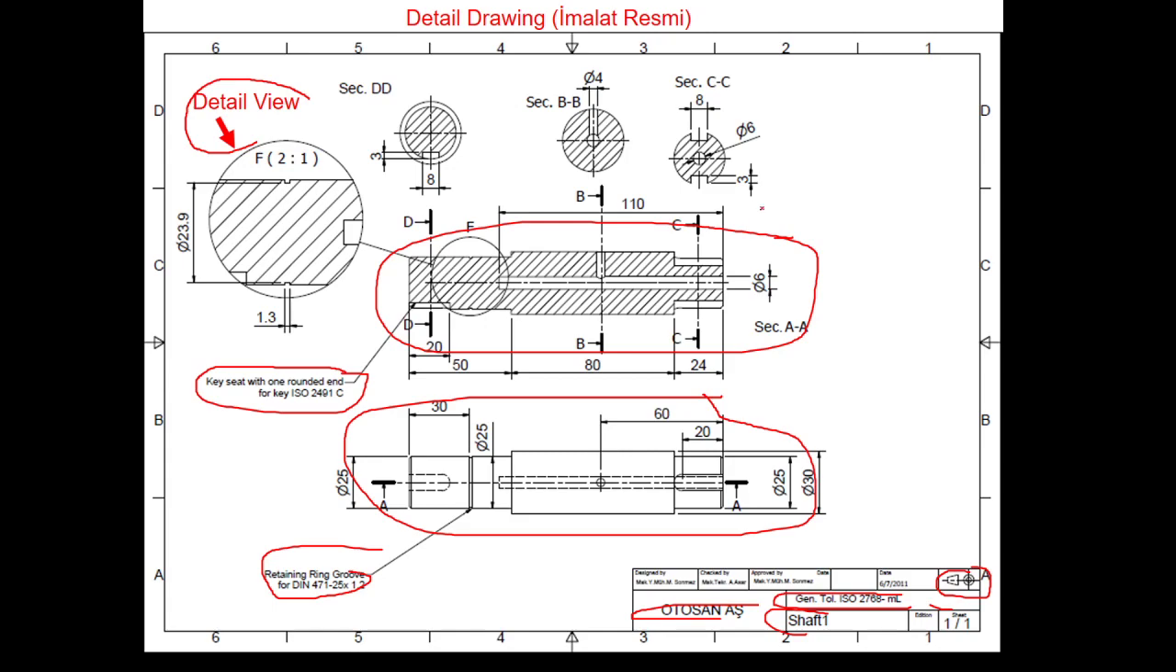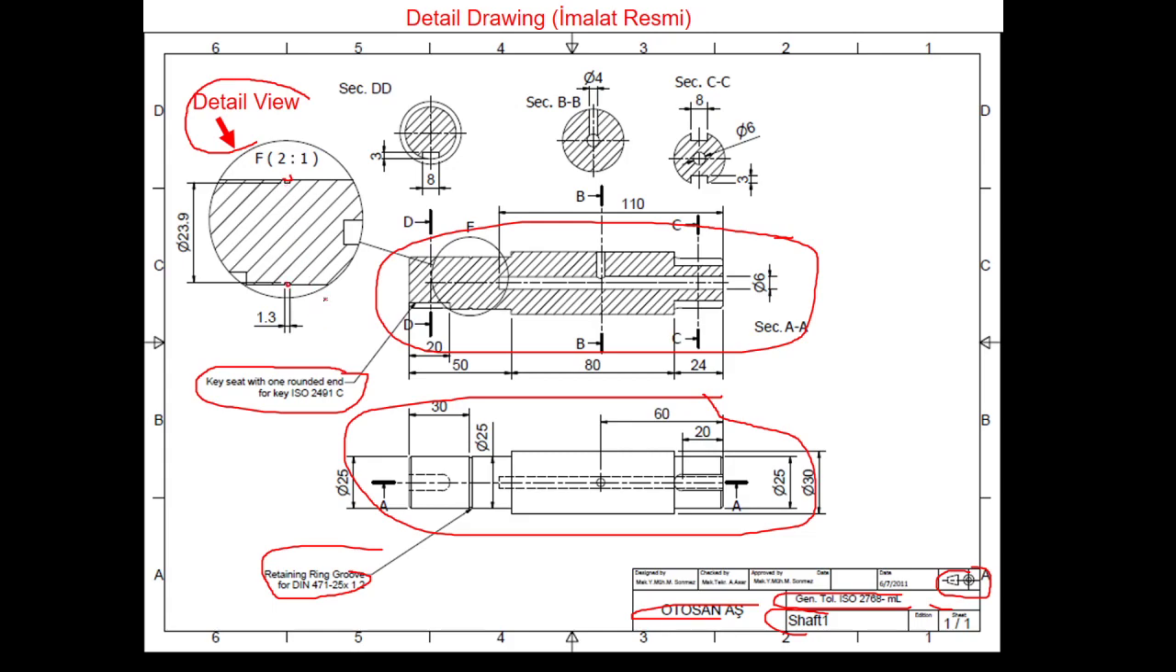Well, for instance, here the scale factor is 1:1 for this projection, but for that one it is 2:1. It has been drafted 2 times bigger in size. Since it is bigger, we can see the groove over here more easily.